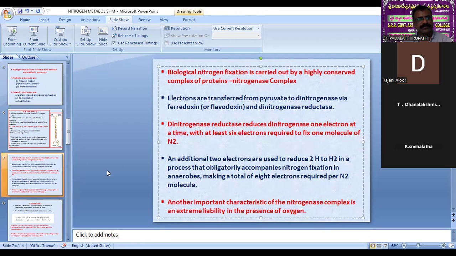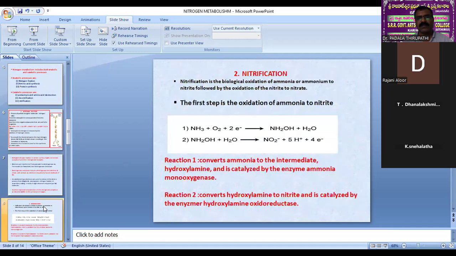Okay. And next slide. I hope the slide is visible. Next slide. So the second step of nitrogen metabolism, that is nitrification. So first one is nitrogen fixation. So nitrogen fixation is one of the most important steps of nitrogen metabolism.